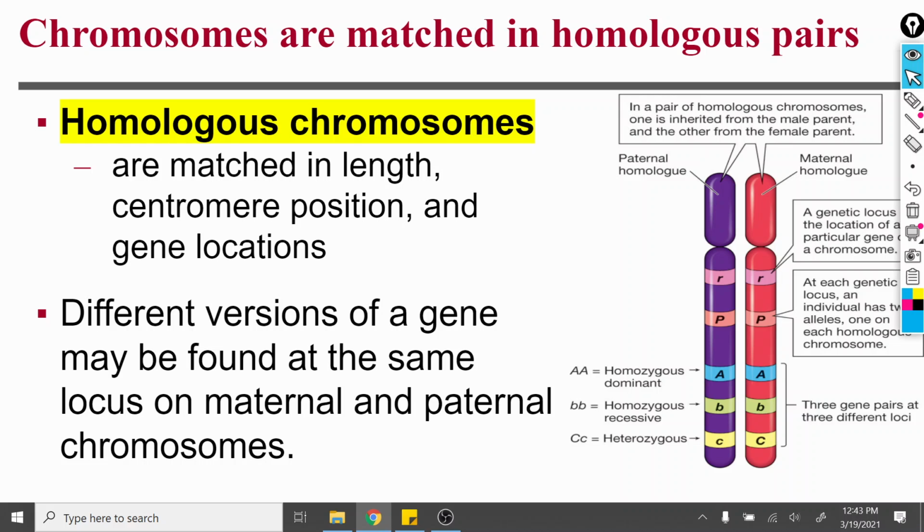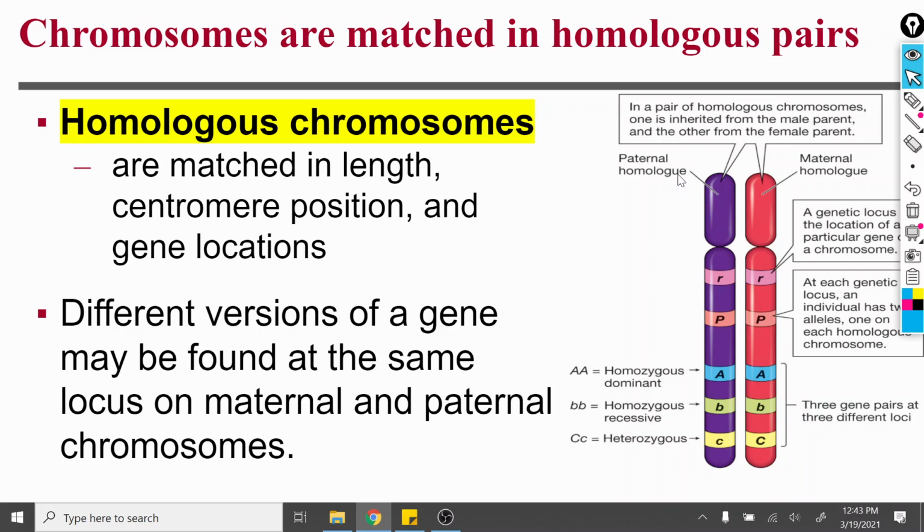be matched together in homologous pairs. So homologous just means basically that they're the same chromosome, they're the same size, they have the same genetic information on them, and the centromere position is the same. You can see them right here. So this is an example of homologous chromosomes.